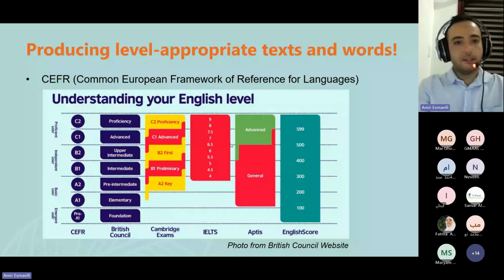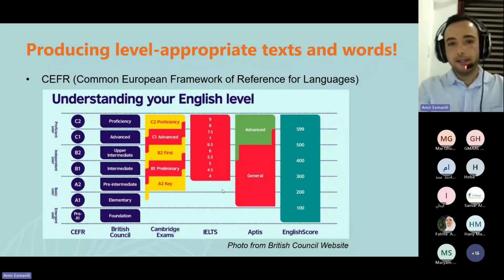Can you see my slides now? Yeah. Okay, awesome. Thank you, Fatima. Next one, as we also had it here, is to produce some level-appropriate text, which is something we need to be aware of, the meaning of proficiency and level appropriacy. Usually, I have noticed that in many parts of the world and language centers, teachers are familiar with the Common European Framework of Reference for Languages from A1 to C2, but it does not restrict to that.